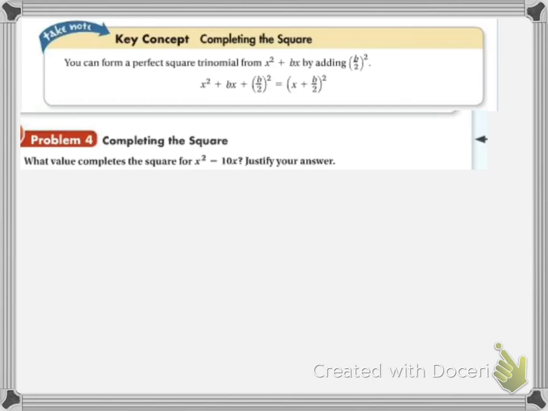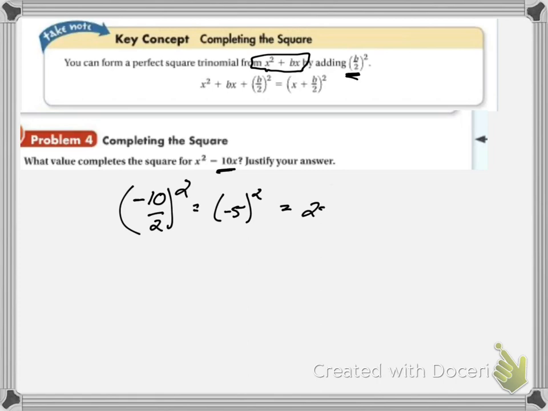Here's where we're talking about completing the square. The form here is, this is the first part of your quadratic, x squared plus bx. To complete the square, you take your middle term divided by 2 and square it. So what value completes the square for x squared minus 10x? So what's my middle term? Again, there's no c, so I go to what is in front of the x. That's negative 10. So my completing the square is negative 10 divided by 2 squared, which ends up giving me negative 5 squared, or 25.